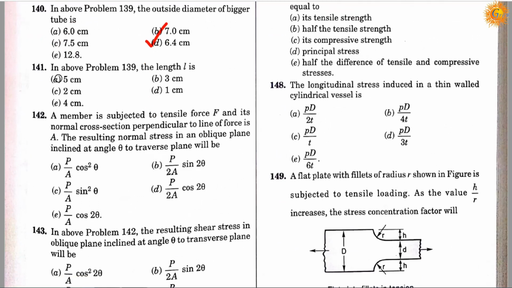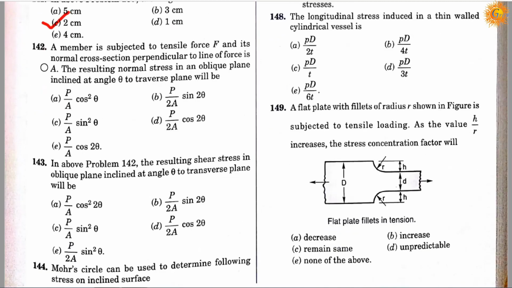Question number 141. In above problem 139, the length L is option A is 5 cm. Option B is 3 cm. Option C is 2 cm. Option D is 1 cm. Option E is 4 cm. Correct answer is C, it will be 2 cm.